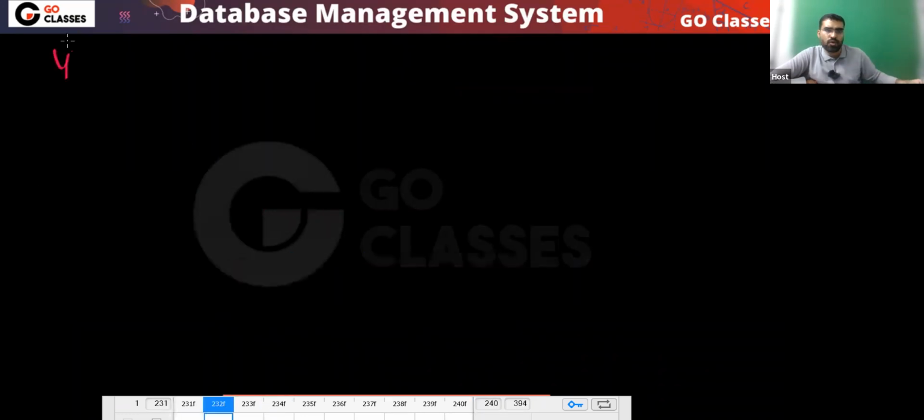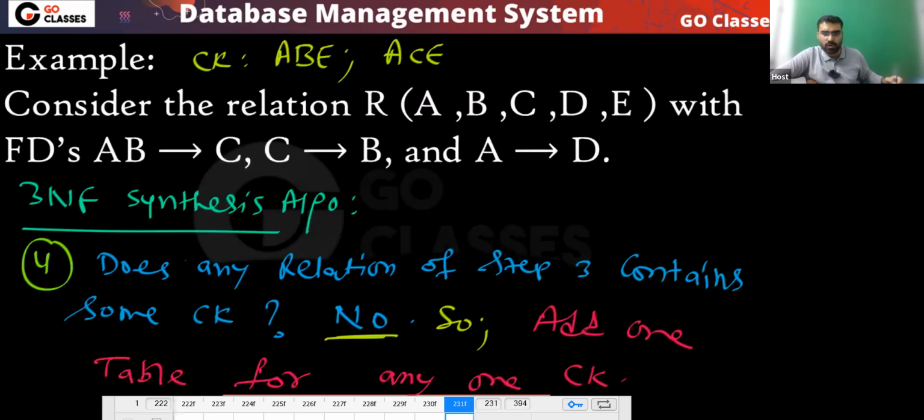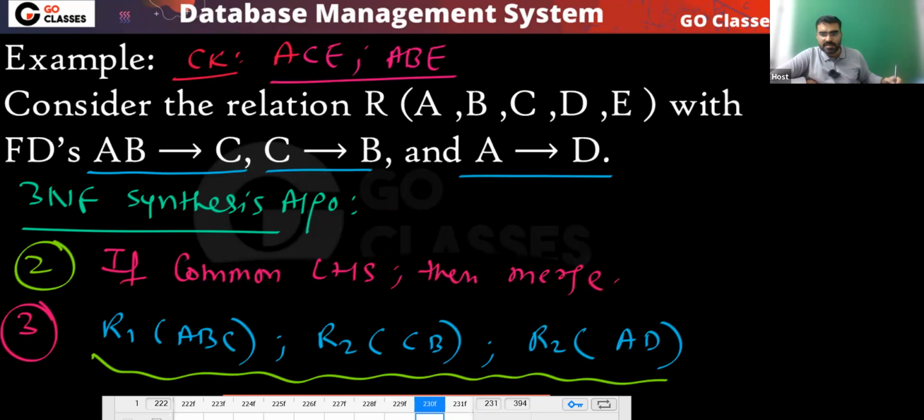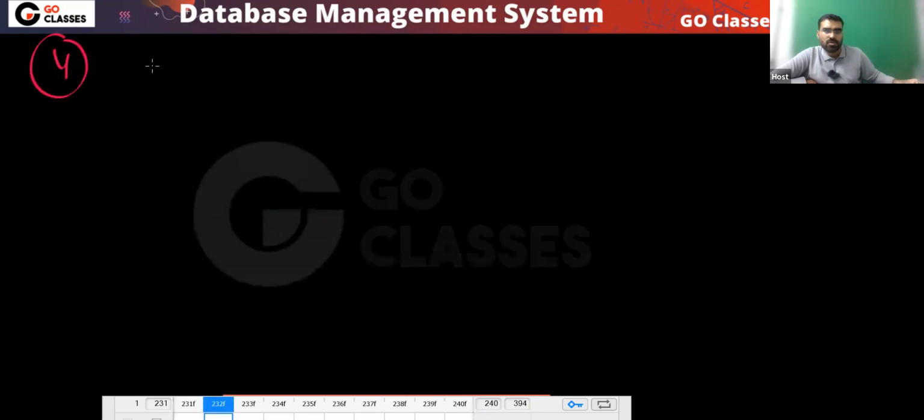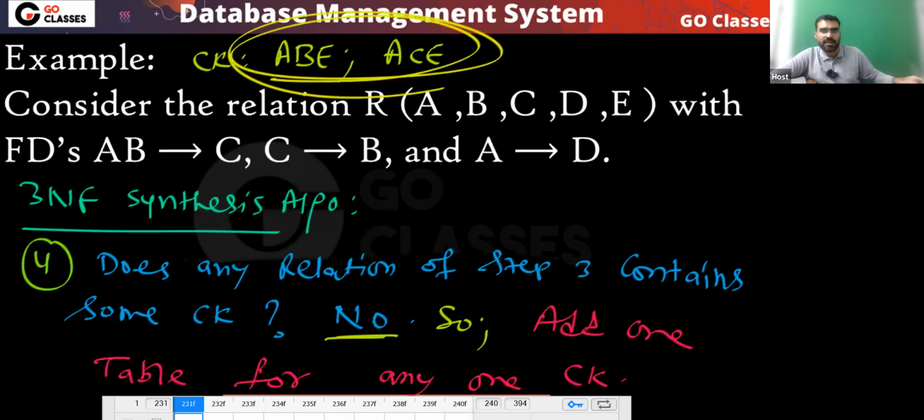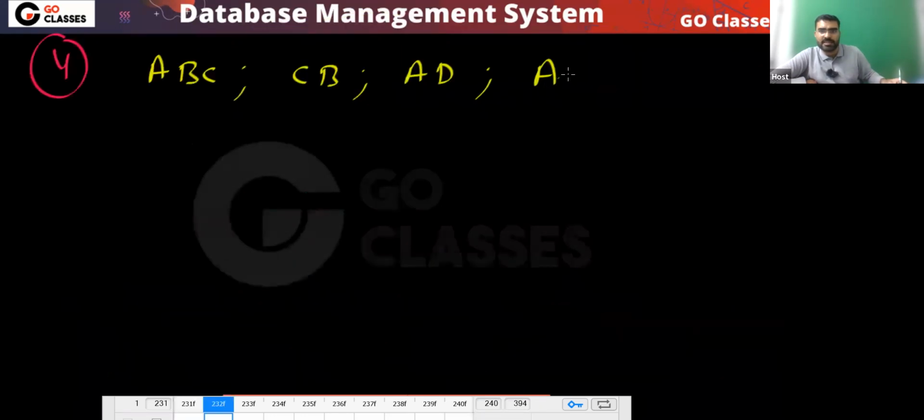After step 4, what will you get? Your relations will be ABC, CB, AD, and also you can add one of the candidate keys. For example, let me add ACE. Okay, now you tell me, what is step 5?